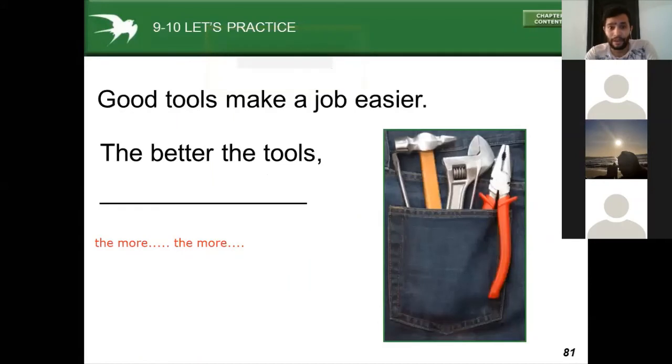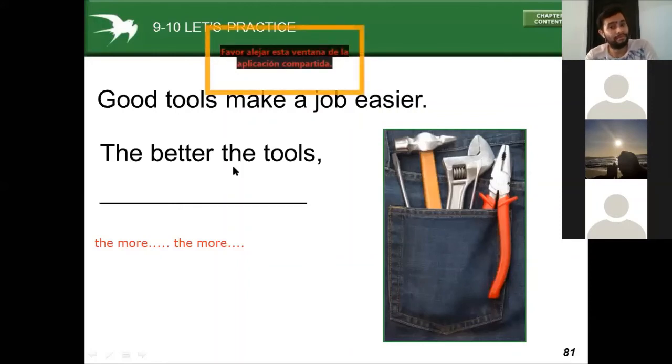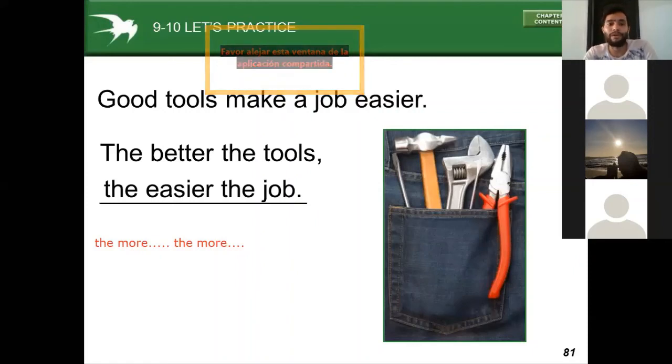Very good. How about this one? Good tools make a job easier. The better the tools, the better the job. The easier the job. Or, Mr. dijiste "the better", también posible, right? The better the job. But the easier the job sounds a little better, right? But yes, both are correct.